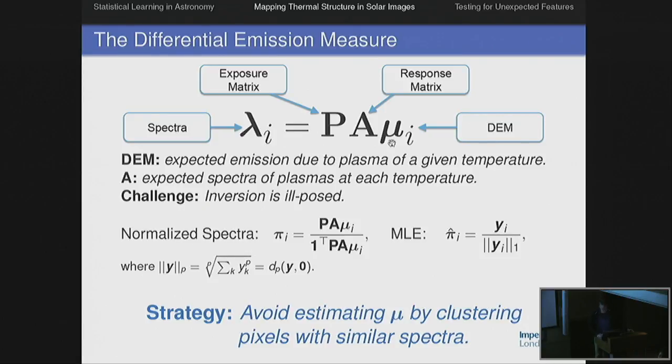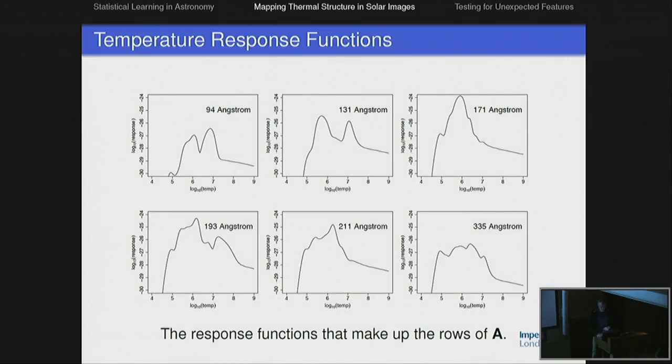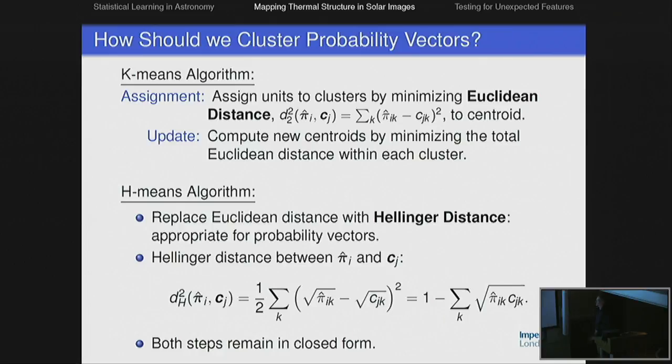Okay, so now that we estimate these proportions in each of the pixels, how are we going to do the classification? Well, that part is where we can get our basic off-the-shelf methods. We're going to use what's called the k-means algorithm, a really standard method for clustering. What the k-means algorithm does is it assigns units, which in this case are the fitted pies for each of the pixels, to clusters by minimizing the Euclidean distance to the centroid.